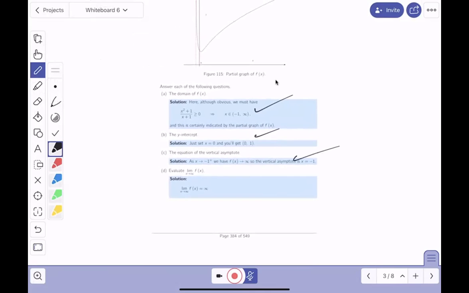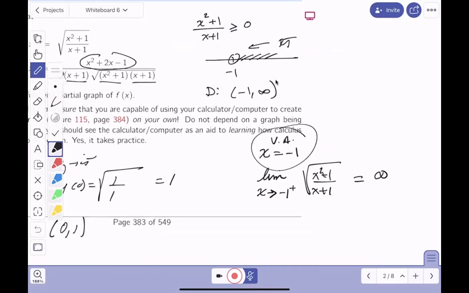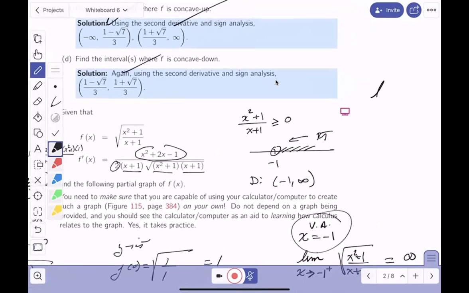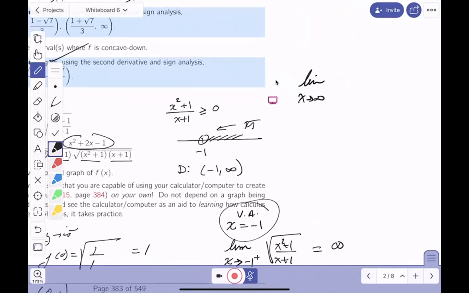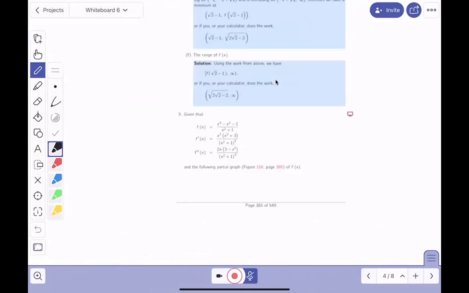Evaluate the limit as x goes to infinity. Let me do that. Whoops, sorry about that. I'm going the wrong direction. And let's see what happens. They asked me to do the limit as x goes to infinity of the square root of (x squared plus 1) over (x plus 1). Well, the top grows much faster than the bottom, so it's infinity. All right. So we did that. That's done. Let's go to the next question.